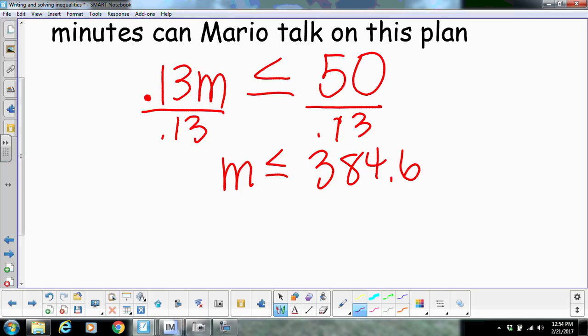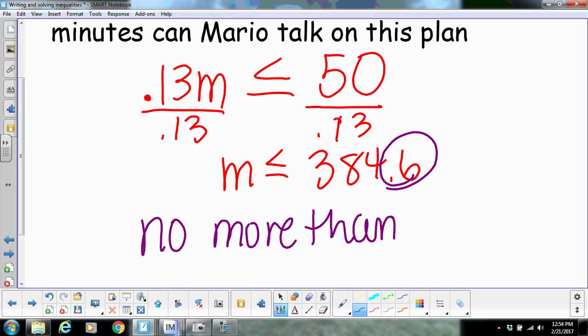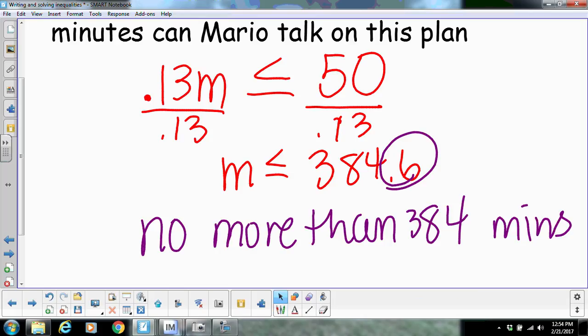So that means if he talks 385 minutes, is he under his amount? Under what? He has to stay no more than 384 minutes. He can't even go over, because if you go over by 3 seconds, they're going to charge you for that 385th minute. Okay?